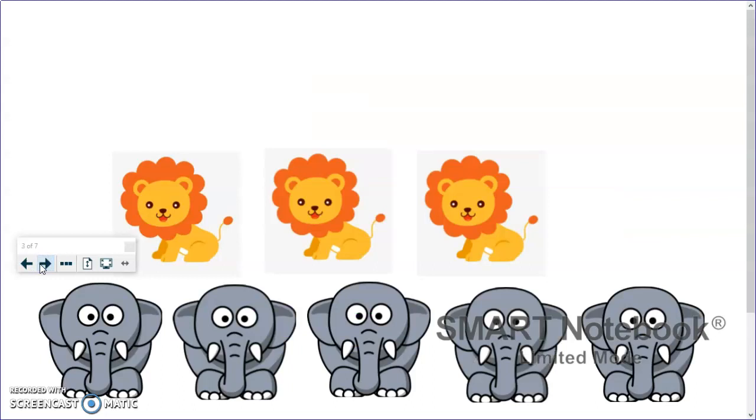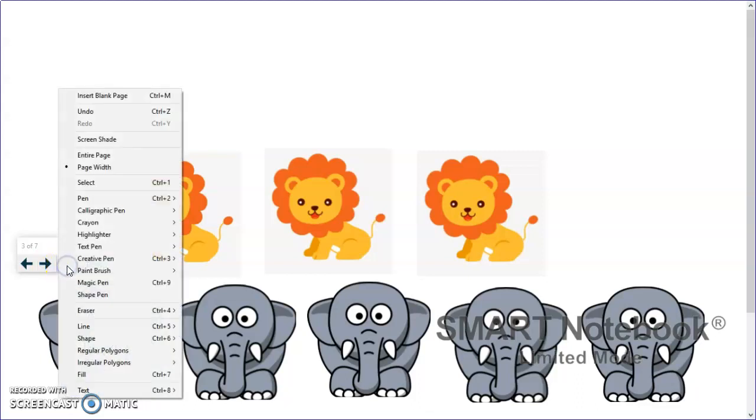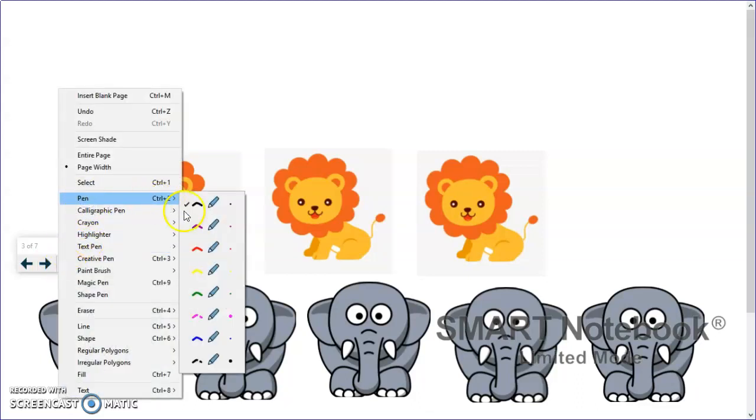Here we have some animals. We had 3 lions that were playing in the field. 5 elephants wanted to join. How many animals were playing in the game? So we're going to write ourselves a number story here. Start with our pen here.